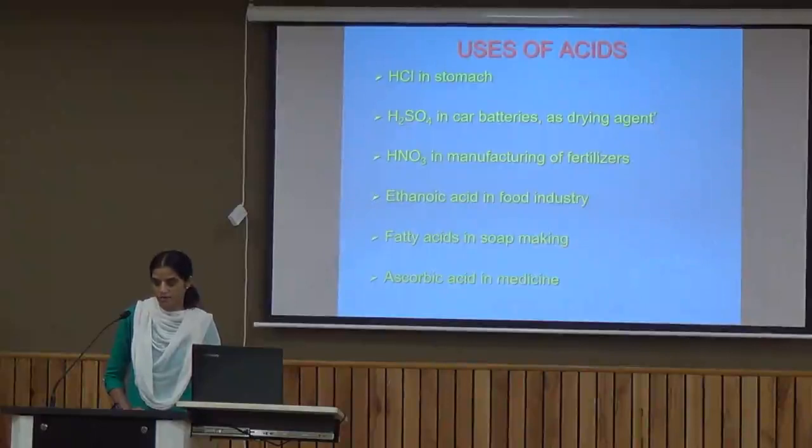Which acid do you think ethanoic acid is? It is acetic acid, which is used for preservation. Then we use fatty acids for soap making. Then ascorbic acid is used in preparation of medicines. So we can say in different walks of life we use acids, and thus they are an important part of our life.